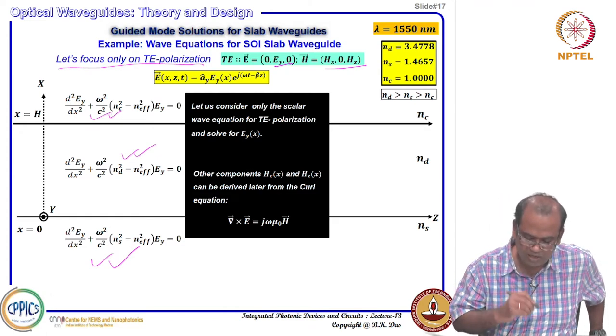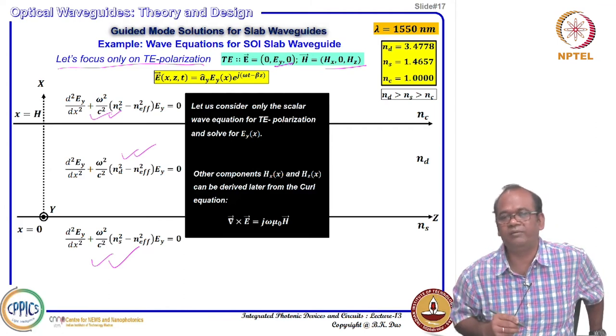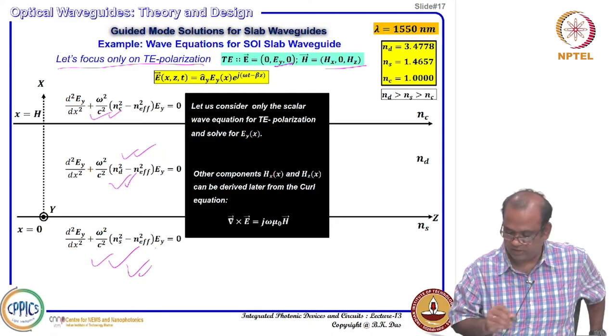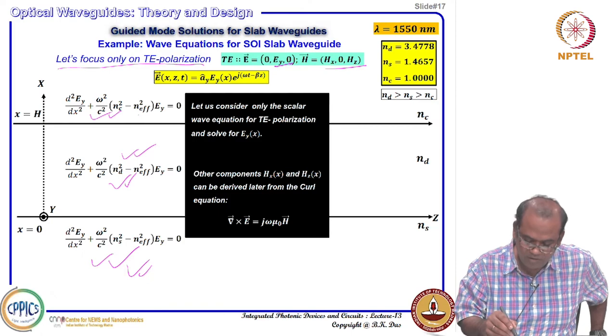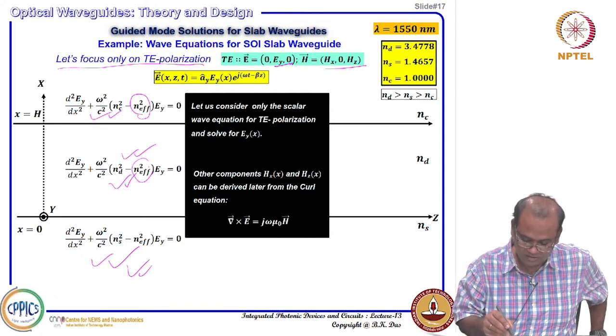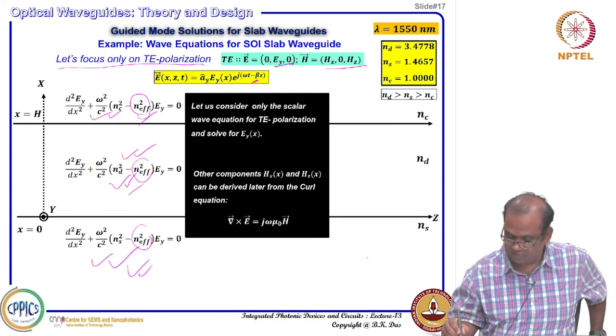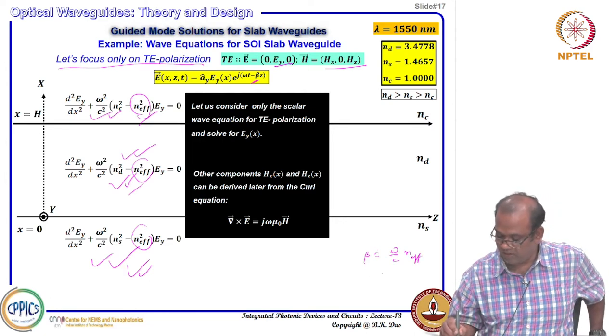So, straightforwardly, I am coming from Maxwell's vector wave equations. Now it is converted into a scalar wave equation for a homogeneous medium, and I am treating the cover region, core region and substrate region independently. The only difference is that everywhere I have used N effective, because wherever any field exists for a mode, this beta value is the same everywhere. Do not forget that this beta is nothing but omega by c times n effective.